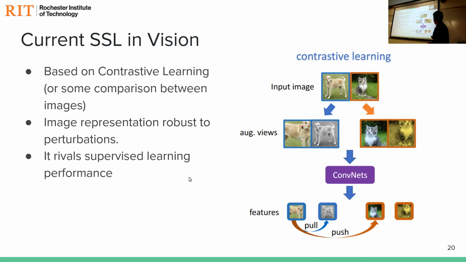So in this case, labels are not involved. We are just trying to push together these augmentations from the same image and push apart the ones from different images.